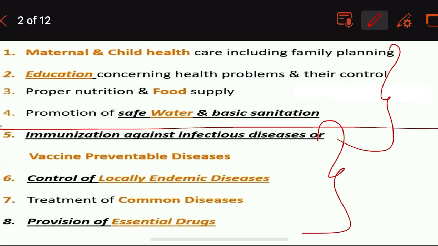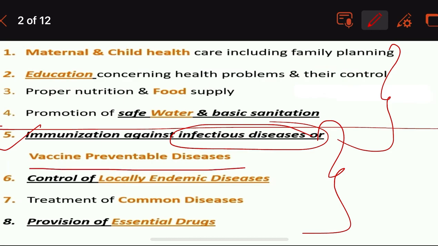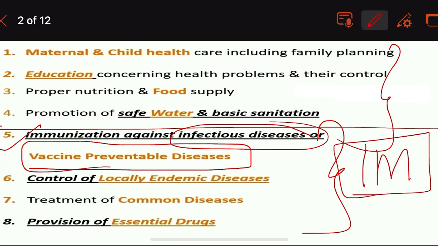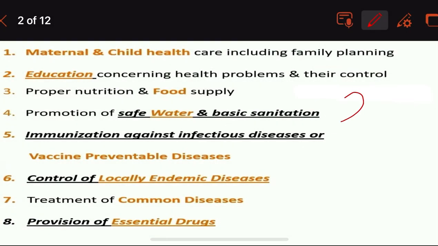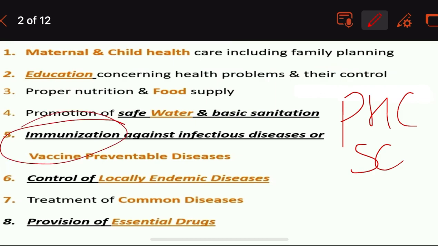Moving on to the next 4. The immunization against the infectious diseases or the vaccine preventable diseases. So we have this immunization schedule, which is carried out by the PHCs, CHCs. The primary health centers and sub centers will keep a record of this immunization, against the infectious diseases and also the vaccine preventable diseases.